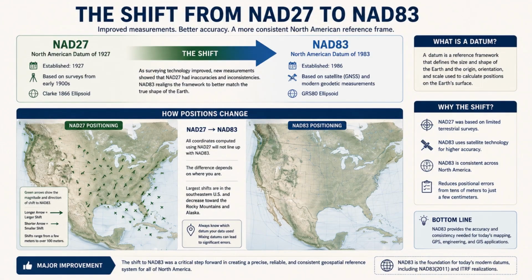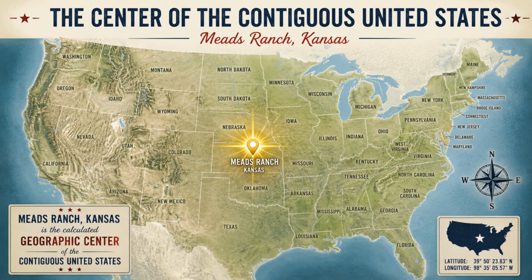Right. NAD27 and NAD83. Let's start with NAD27. So NAD27, the North American datum of 1927, is what we call a localized datum. Meaning it's anchored to a specific spot. Exactly. Surveyors essentially took the Clark 1866 ellipsoid, which was the best mathematical model they had at the time, and they physically anchored it to a survey station at Meads Ranch in Kansas. Okay, wait. Stop right there. Why base an entire continental grid on a random ranch in Kansas?